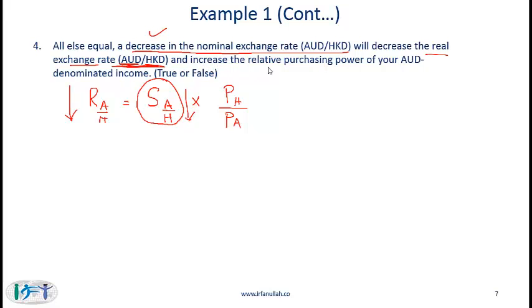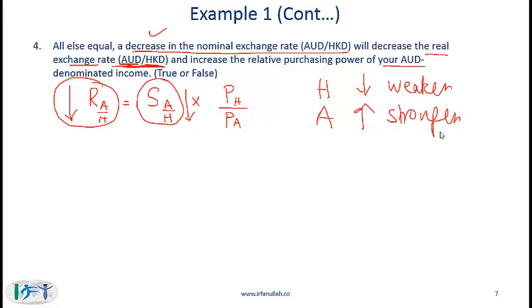And increase the relative purchasing power of your Australian dollar denominated income. If this rate is coming down, that means the base currency, which is the Hong Kong dollar, is coming down or becoming weaker. If the Hong Kong dollar is becoming weaker, that means the Australian dollar is going up or becoming stronger. If the Australian dollar is becoming stronger, that means that the relative purchasing power of the Australian dollar denominated income is going up. So this statement is true.